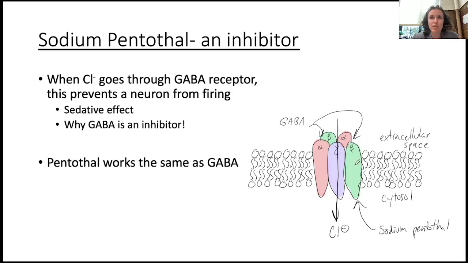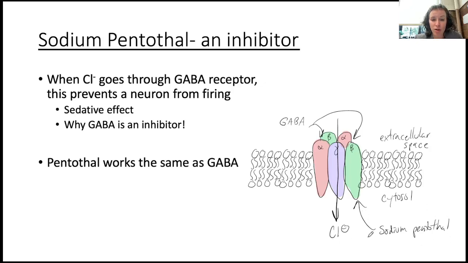When these GABA receptors work, and when chloride ion goes through the protein, what's happening is we have a sedative effect because that negative charge on the chloride ion going inside prevents the action potential from happening. And I'll show you on the next slide exactly what I mean by that. And this is why GABA is an inhibitor.